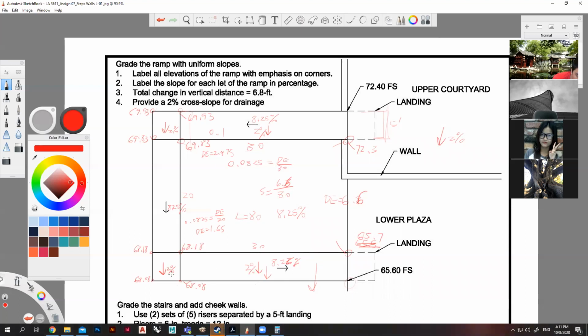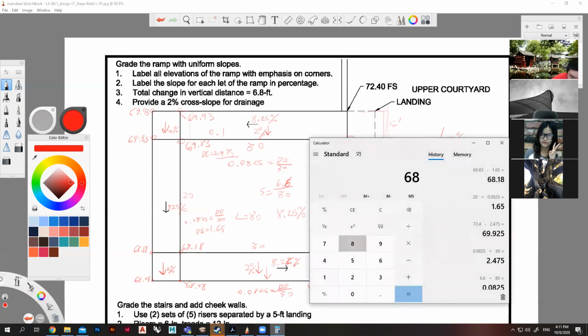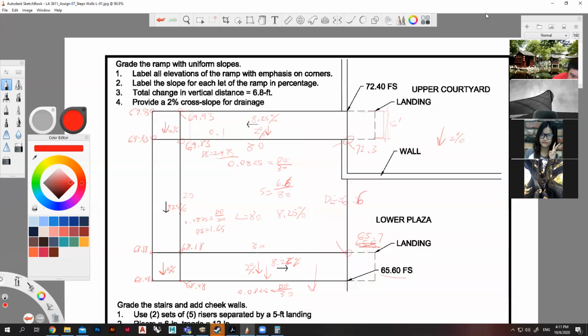And to verify if we did these correctly, we can try to find this point. It's given, but we can try to verify. So 0.0825 equals, well, we actually did the same calculation, DE over 30. And that gives us 2.475, so 68.08 minus 2.475 will give you 65.6, and that's that. So this one worked out, and that's all for this question.